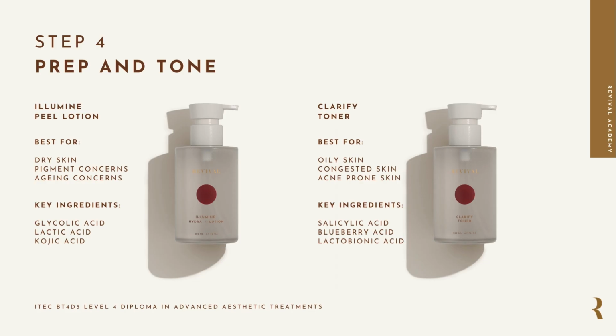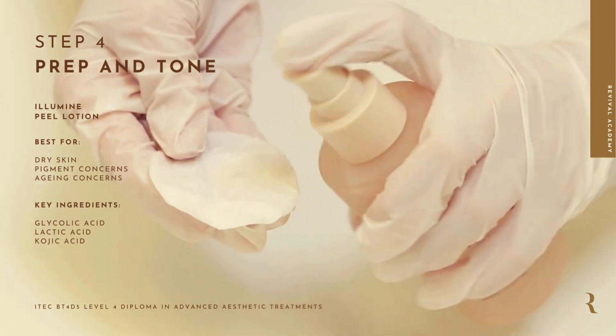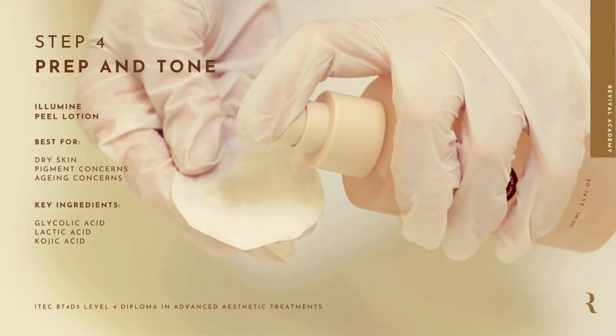In this step, you are going to prep and tone the skin for the chemical peel, and for this we have a choice of 2 prep solutions. You have the Illumine Peel Lotion, which is suitable for dry, aging skin and pigmentation concerns, and then we also have the Clarified Toner, which is for the oilier, congested, acne and blemish-prone skin types. For this client, we went with the Illumine Peel Lotion, as her skin is quite dehydrated and also dull. We need to dispense 3 pumps of the solution onto a damp cotton pad.